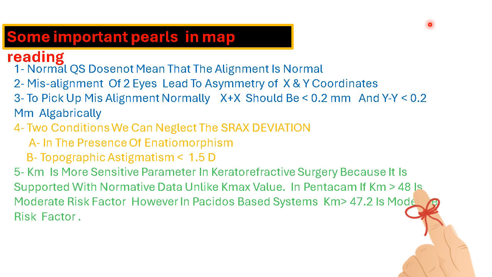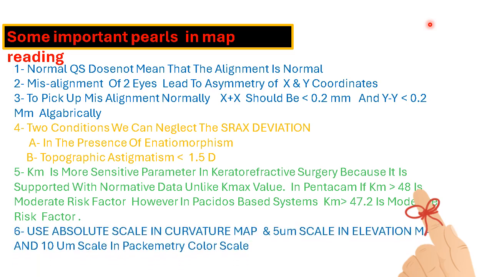In Pentacam, if the Km is more than 48, this means the patient has a moderate risk. However, in the other placido-based keratometers, a value of more than 47.2 has a moderate risk. Another thing, don't forget to use the absolute scale for the curvature map, and use the 5 micrometer scale for the elevation map and the 10 micrometer scale for the pachymetry map.